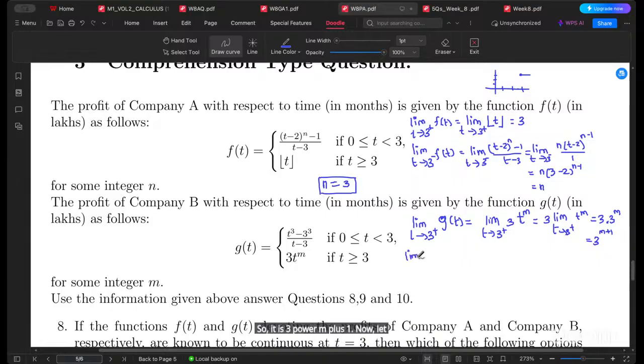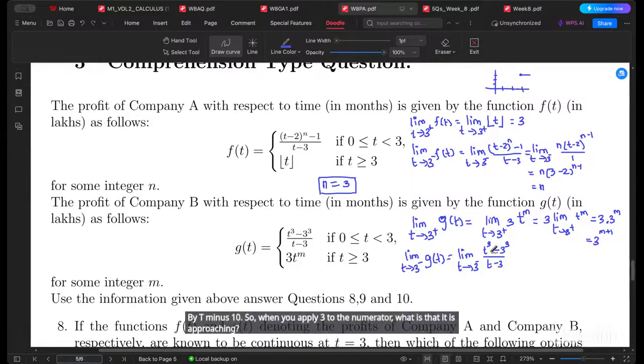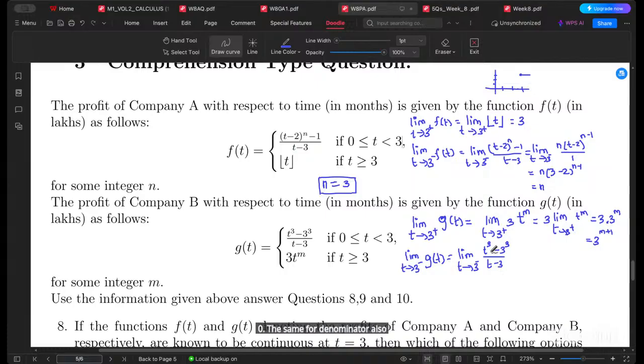Now let's do the other limit. So t going to 3 minus g of t. So limit t goes to 3 minus t cube minus 3 cube by t minus 3. So when you apply 3 to the numerator, what is it approaching? 0. It's the same for the denominator also. So what is it that we need to do? L'Hopital? Yes.